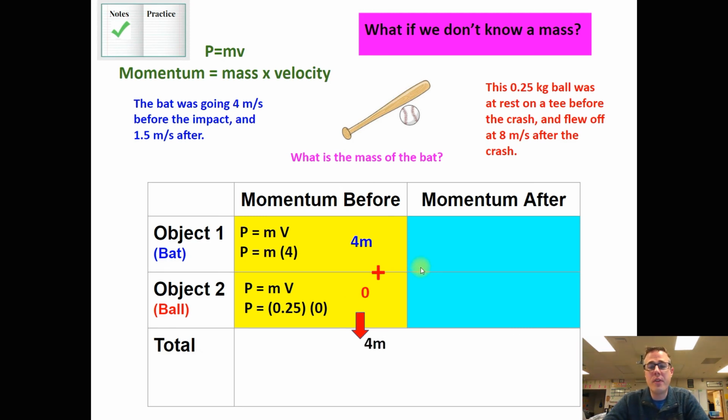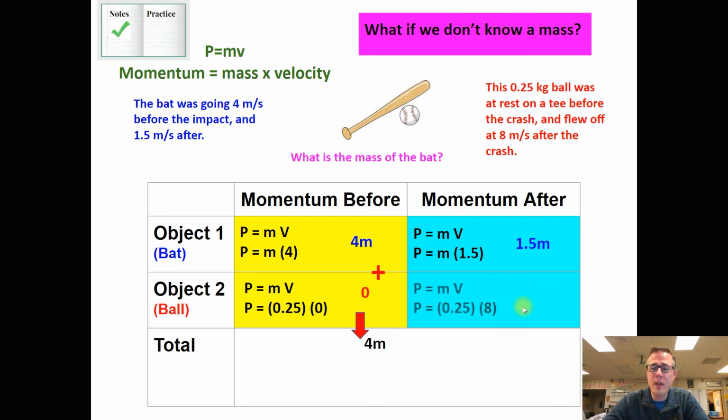Now let's go over to the after side. It's still the same bat, so we still don't know the mass. We're going to leave it as an m. And it's the same m as the before because the bat didn't change. It's the same bat. But this time it said that the bat slowed down. And after the hit, it was 1.5 meters per second. So we have 1.5 times m for the after part.